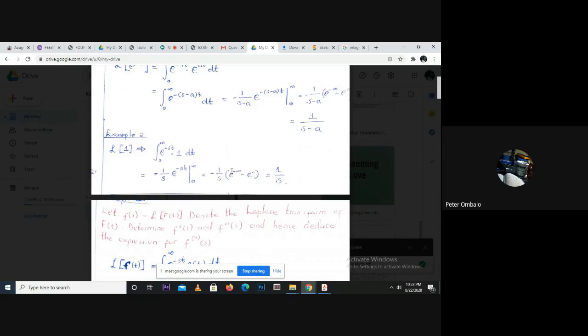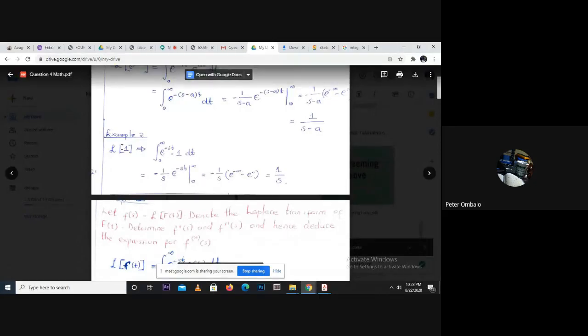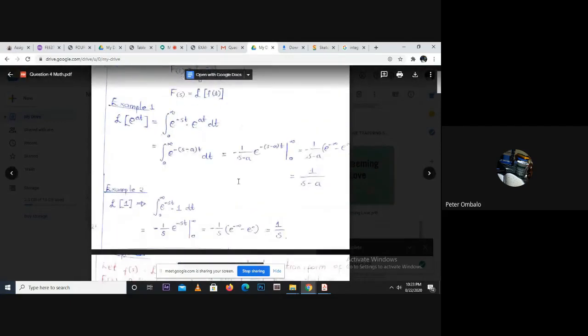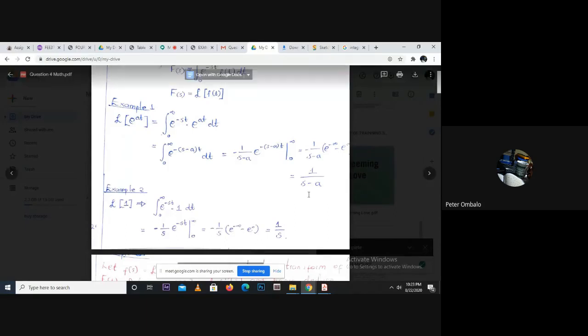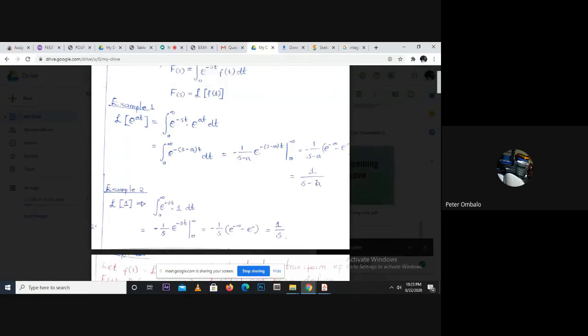So e to the negative infinity is going to be like 1 over e to the infinity, which is going to be 0, because dividing a small number with a really big number, then this second part becomes a 1. So the negative from the brackets times the negative outside the brackets, you get a 1 over s. This here, you can confirm it from this first example. The Laplace transform of 1, if you want to make this a 1, it's only going to be a 1 when a is 0. So the Laplace transform of 1 here, when a is 0, is going to be 1 over s, because a is going to be 0 here.